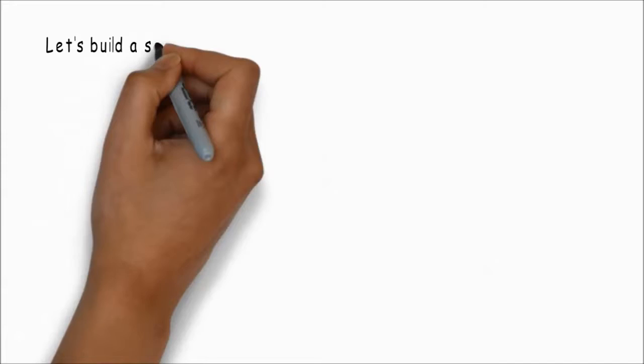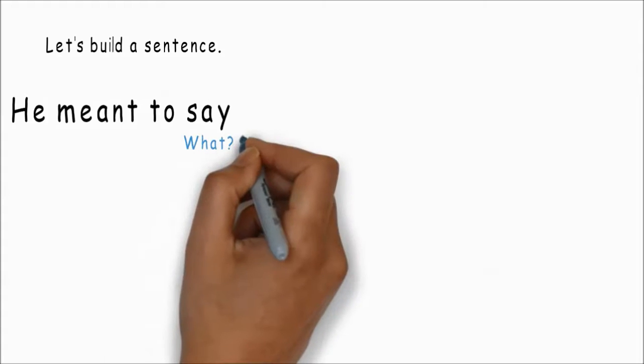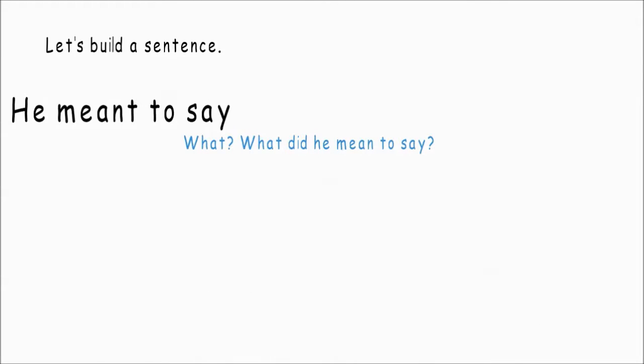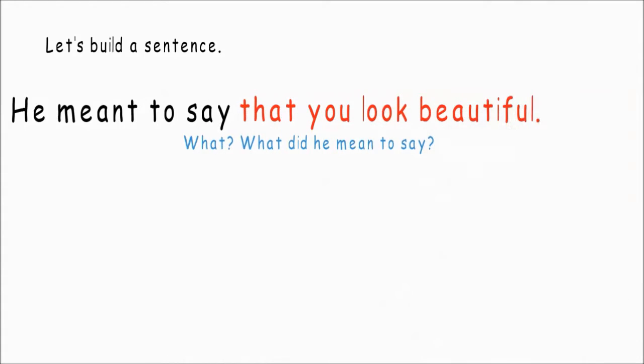Let's build a sentence. He meant to say, what? What did he mean to say? He meant to say that you look beautiful. Aw, that's sweet.